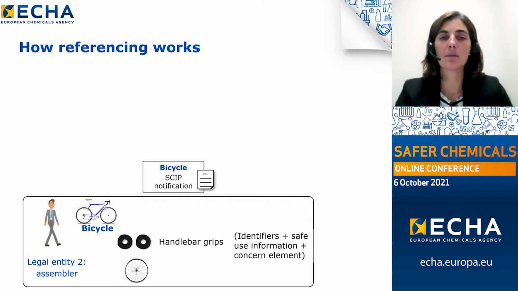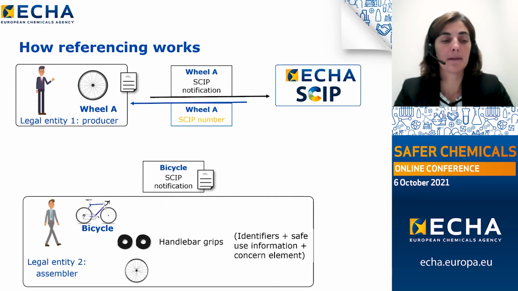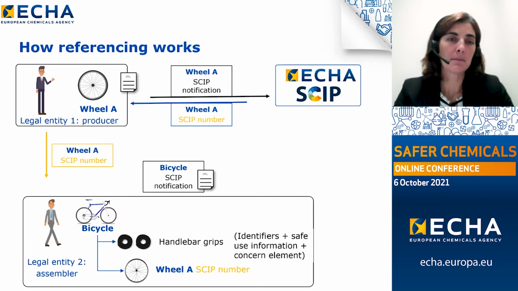We have this assembler of the bicycle, okay? And its wheel supplier has already complied with its SCIP duties. It had provided a SCIP notification to ECHA. It has received the SCIP number for the wheel A, and it decides to support its client, this assembler of the bicycle, by providing the SCIP number, allowing the assembler to make reference to the data that has been previously submitted for the wheel A.